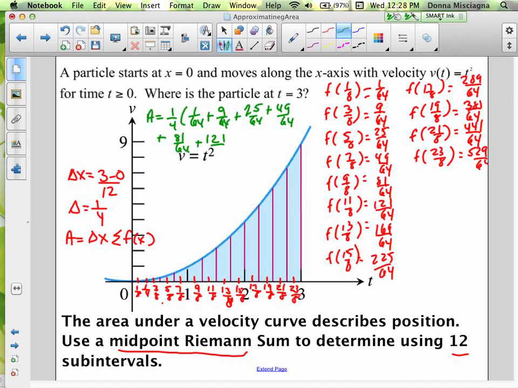Start putting these in your calculator, Tristan. Plus 169/64. Plus, what did I leave off? 225/64 plus, we need more space. 289/64 plus 361/64 plus 441/64 plus 529/64.